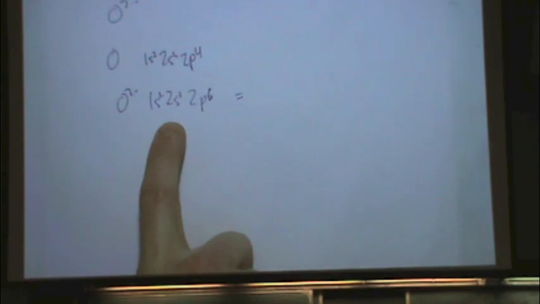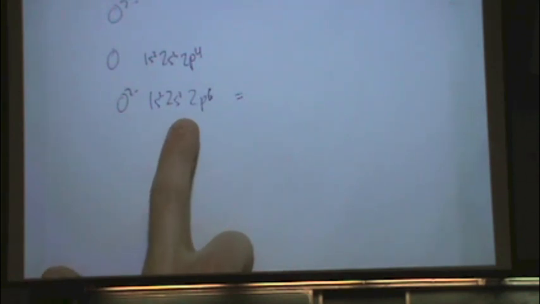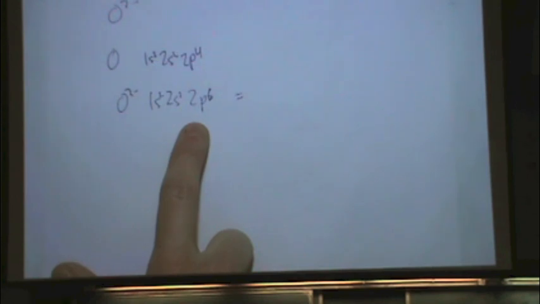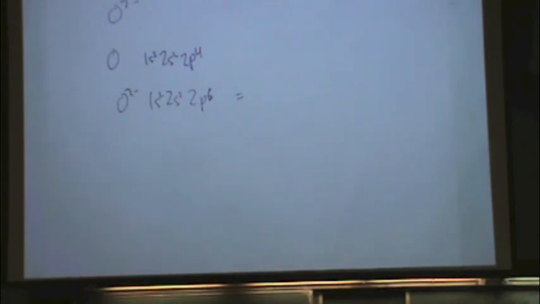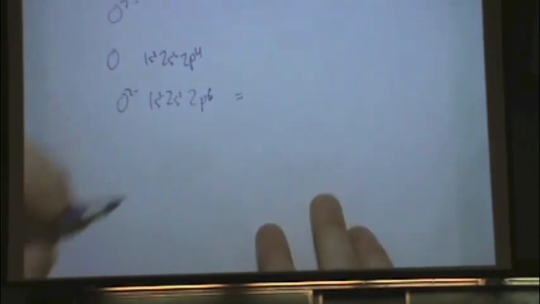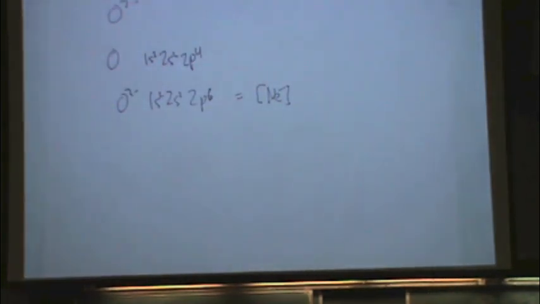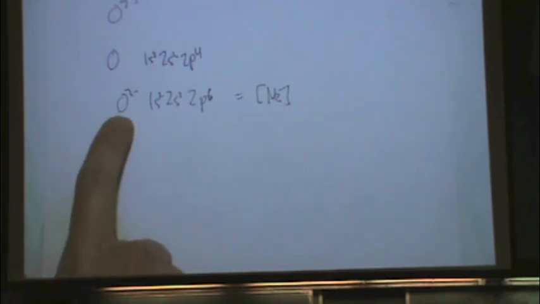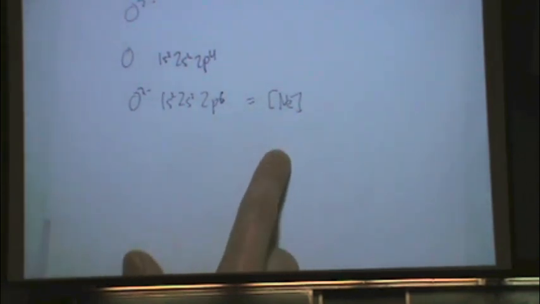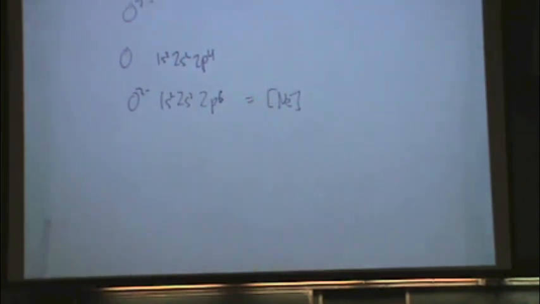Now what's another way that we could write this? What's special about this once we became 2p6? Yeah, it's a noble gas now. When things become noble gases, it's often easier to write it as a noble gas, so we'll write it as neon. So O2 minus, as you can see, is pretty stable once you get those extra 2 electrons. It becomes a noble gas.